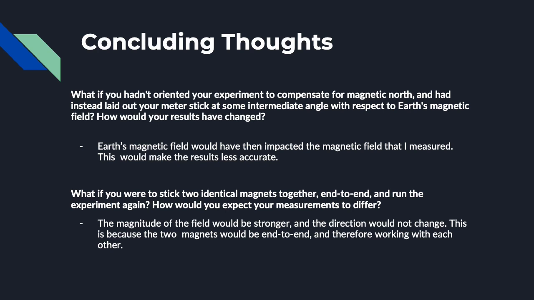What if I were to stick two identical magnets together, end to end, and run the experiment again? How would you expect your measurements to differ? Well, the magnitude of the field would be stronger, and the direction would not change. This is because the two magnets would be end to end and therefore working with each other.